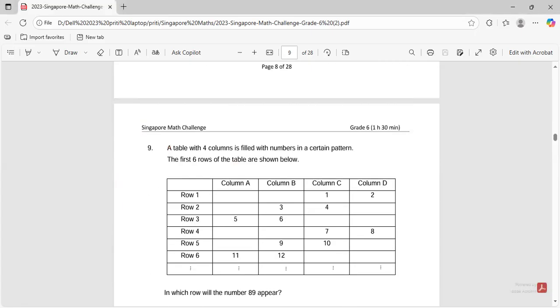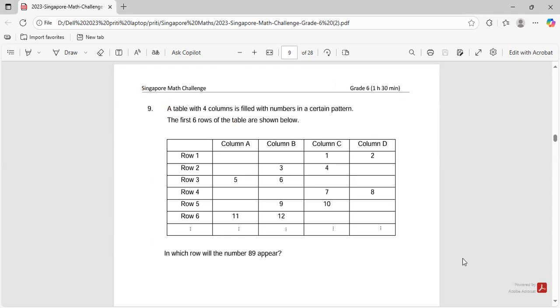Let's go to question number 9. A table with 4 columns is filled with numbers in a certain pattern. The first 6 rows of the table are shown below. In which row will number 89 appear? Now, if you try to make sense of this, this is 1, 2, so this is 3. But here you're not writing 5. You're writing 5 here. Then you're not writing 7 here. You're leaving 2 boxes. And then here you just left 1 box.